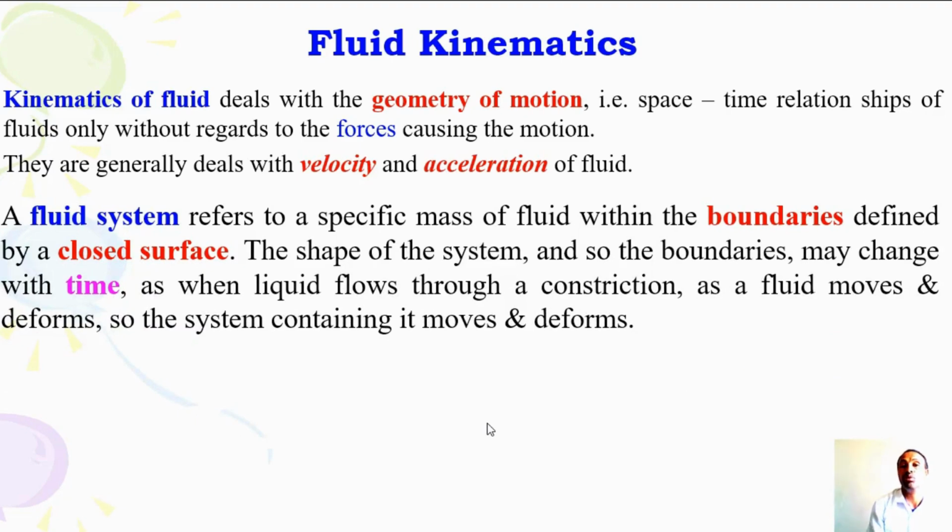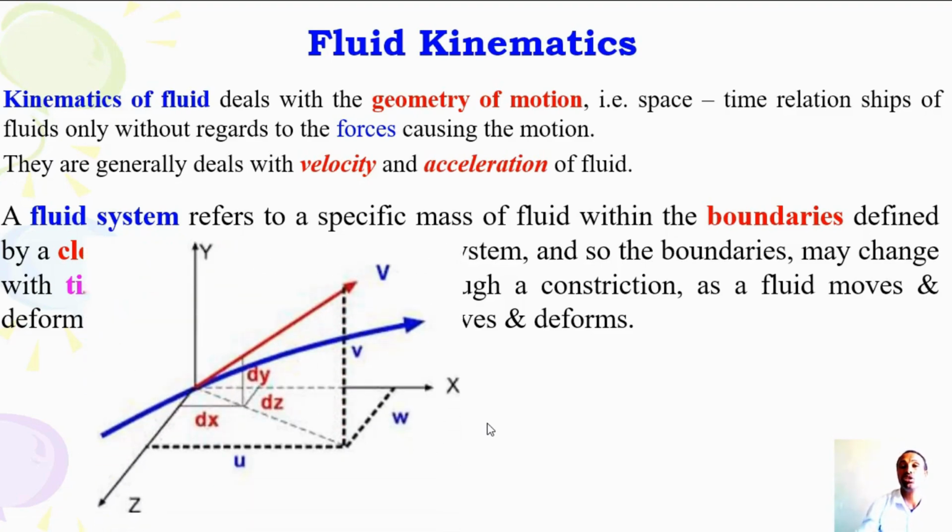A fluid system refers to a specific mass of fluid within the boundaries defined by a closed surface. The shape of the system and so the boundaries may change with time, as when liquid flows through a constriction. As the fluid moves and deforms, the system containing it moves and deforms. So we may have a closed boundary or fixed boundary when a fluid is going inside these boundaries. We will have some velocity and acceleration of these particles in three-dimensional axis. So let us see the details now.